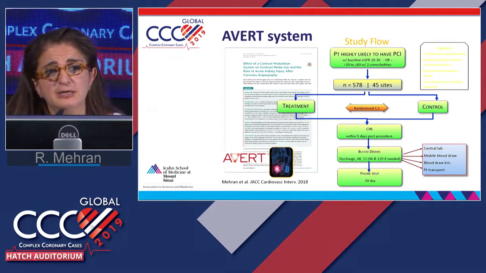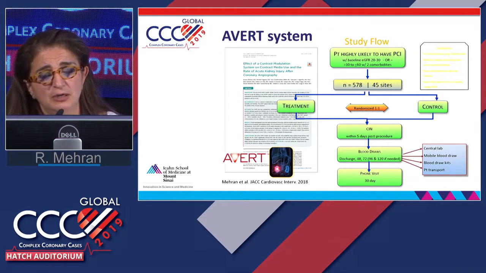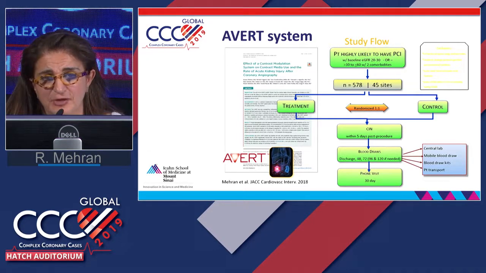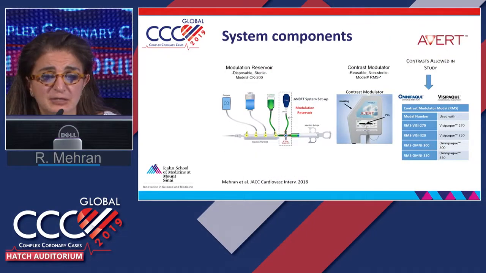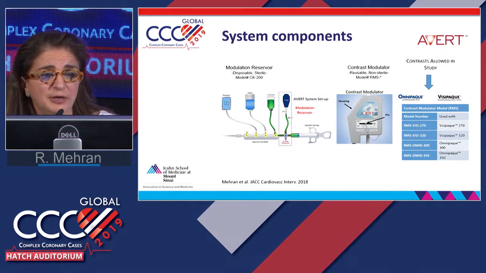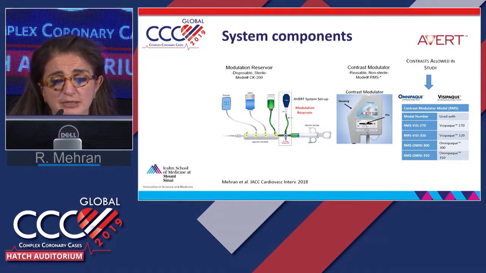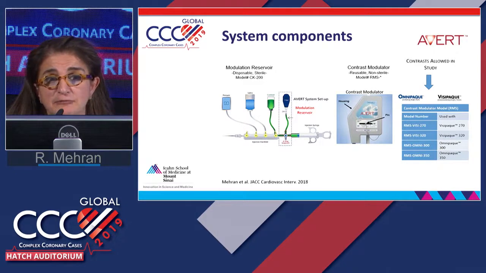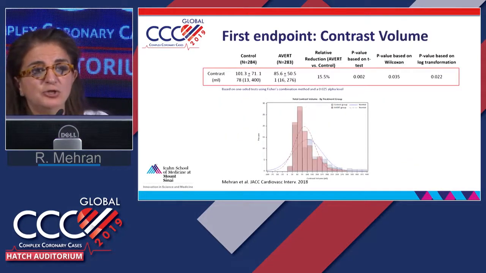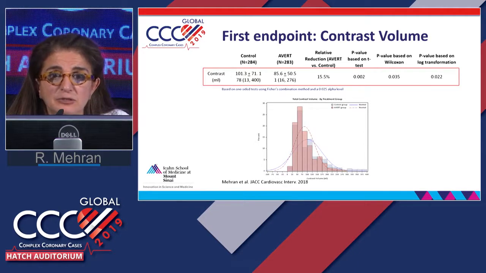So this particular system was used in this large prospective study, which we published in JACC Interventions last year, looking at 578 patients of control versus treatment to see if we could use this system with the contrast modulator, the reservoir that takes away the unused contrast. Unfortunately, we weren't powered to show a reduction in contrast-induced acute kidney injury with only 578 patients, but we did show a 30% reduction in contrast volume use without any change in the imaging or ability to see the vessels.